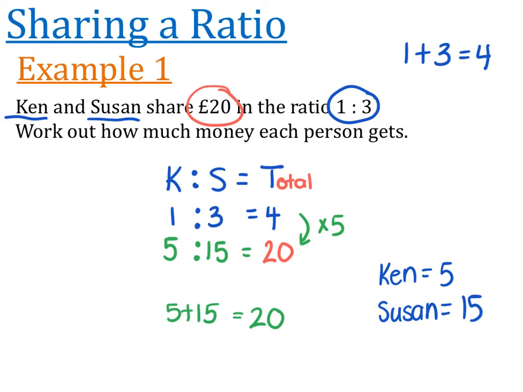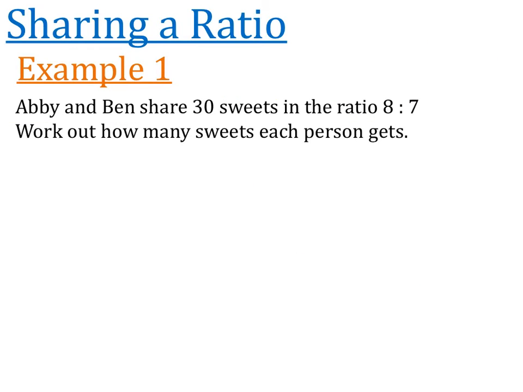All right, let's try another example. This time we've got Abby and Ben, and they're going to share 30 sweets in total in the ratio 8 to 7. Work out how many sweets each person gets. So we've got Abby and we've got Ben. Abby and Ben. And we're interested in how much they have in total. T for total. They share 30 sweets in the ratio 8 to 7. 8 for Abby, 7 for Ben.